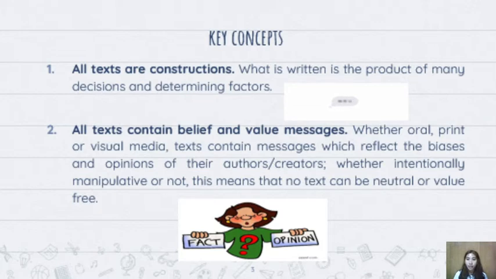Number two, all texts contain belief and value messages, whether oral, print, or visual media. Texts contain messages which reflect the biases and opinions of their authors or creators, whether intentionally, manipulative, or not. This means that no text can be neutral or value-free. Kasi 'di ba pansin natin sa mga nakasulat sa internet, sa mga magazine, newspapers, lahat 'yan ay may purpose. Pwedeng nagbibigay ng information, opinions, news, or to persuade other people. And it depends upon the author or creator.